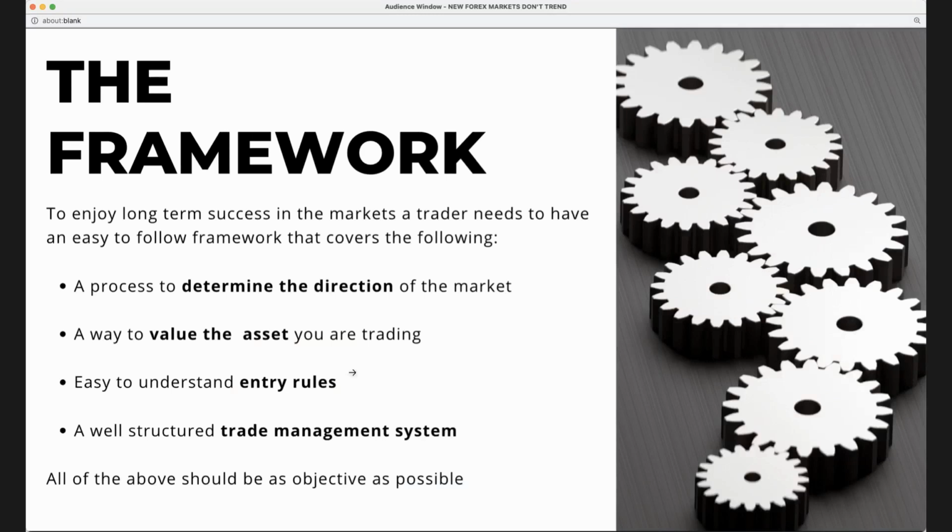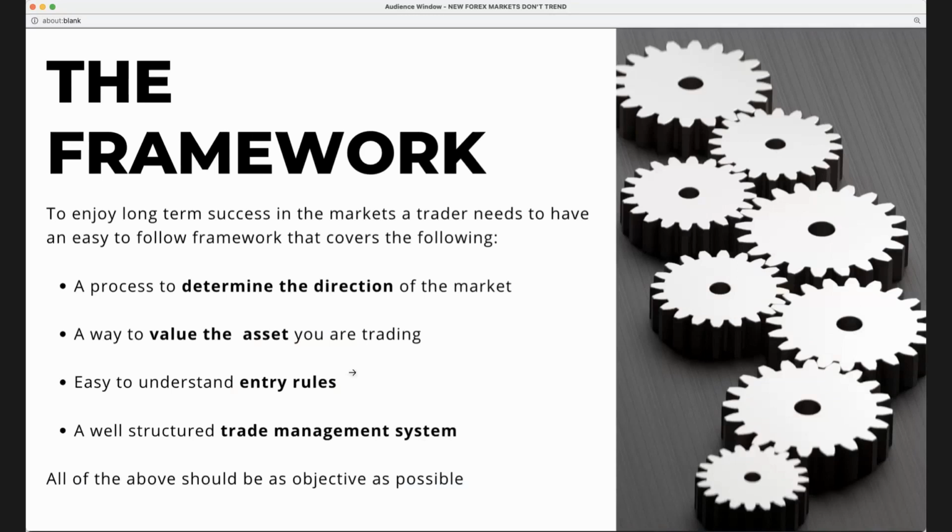So the framework itself. All right, what you need to do to be successful, you need a way of determining the direction of the markets. You have to have a way of valuing the asset that you're trading. Then you need easy to understand entry rules and a well-structured trade management system. Now, I'm going to talk to you a little bit about all of these four concepts, but what we're going to focus on are point 2 and point 4, okay?